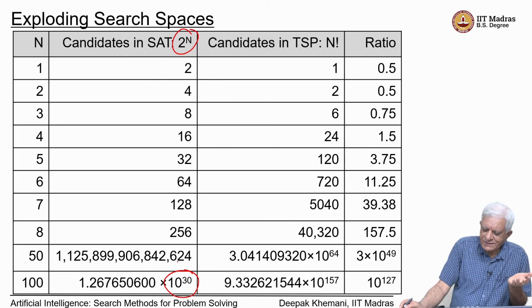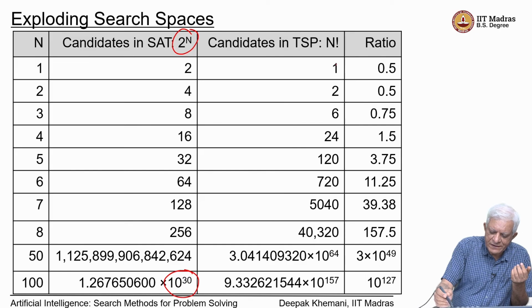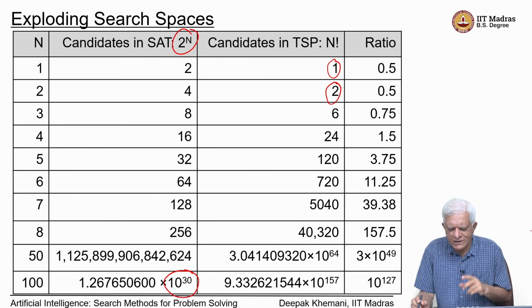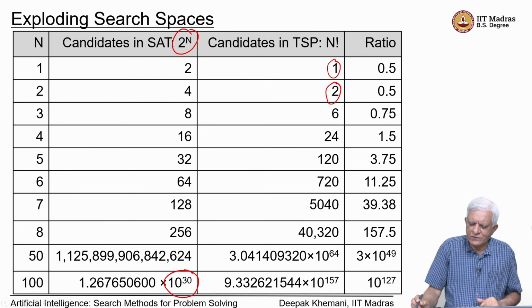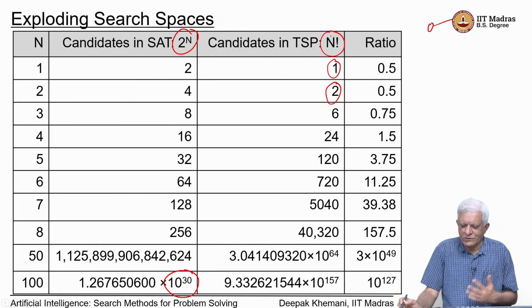TSP is even worse. Initially, of course, if there is one city, then there is only one tour, there is no tour in fact. If there are 2 cities, then you can think of 2 tours essentially. In fact, actually you can think of only one tour if there are 2 cities. What I have written here is n factorial. N factorial of 2 is 2 essentially.